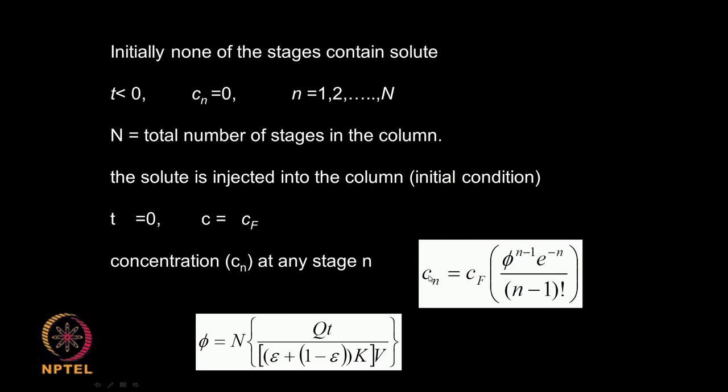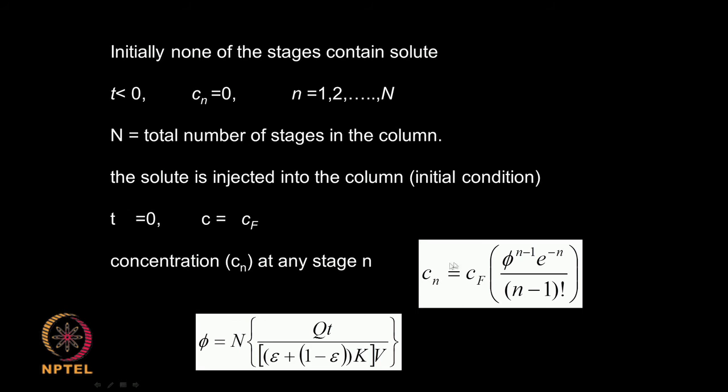The concentration of the solute leaving any stage is given by the concentration of the feed, phi raised to the power n minus 1, e raised to the power minus phi, divided by n minus 1 factorial. You all know what a factorial is, right. Factorial 3 is 3 into 2, factorial 5 is 5 into 4 into 3 into 2, like that. Phi is a function of n, the number of stages, epsilon is the porosity or the void volume, V is the volume of the column, K is your partition coefficient, and T is your time. So that will come here.